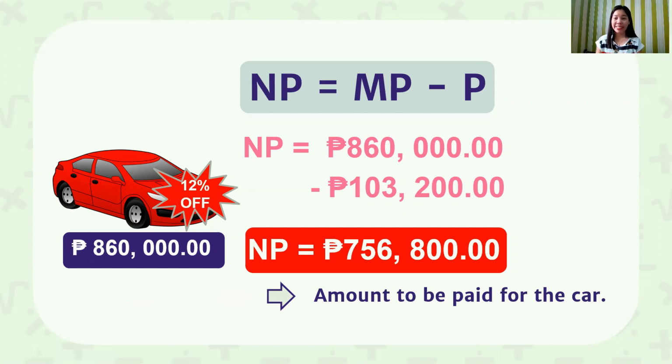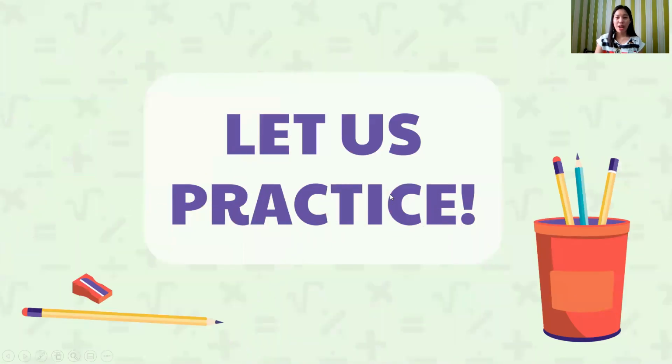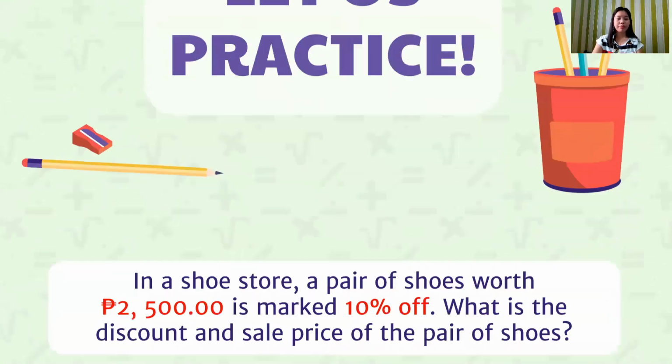Were you able to get it? All right. Now it's time to practice. Let us check if you truly got it all. So remember the formulas that we use in finding the discount and in finding the sale price. Here we have 3 word problems. And in each word problem, we have to find the amount of discount and the amount of sale price of each given item. Are you now ready? Okay, let us start with this item.